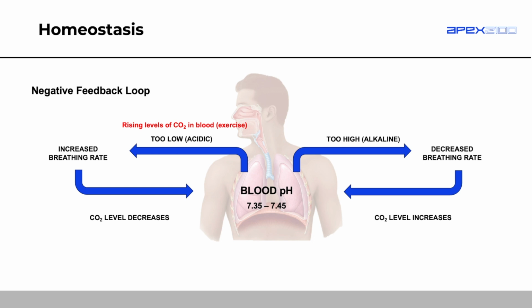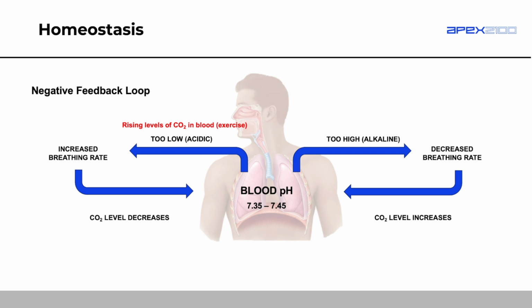And then finally, blood pH. If our blood pH is too high, that means it's alkaline, we decrease our breathing rate and the carbon dioxide level increases. So blood pH is very much related to carbon dioxide. For example, when we're exercising, we have higher levels of carbon dioxide in the blood, which makes our blood too acidic, so the pH drops too low. Therefore, we increase our breathing rate to get that carbon dioxide out of the system and keep that blood pH back within its regular range.